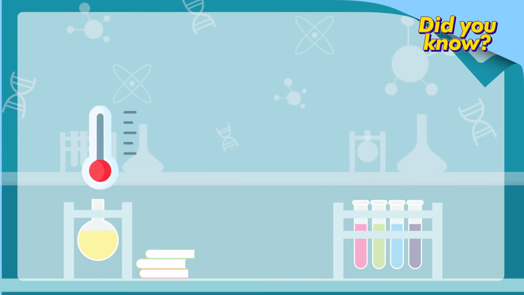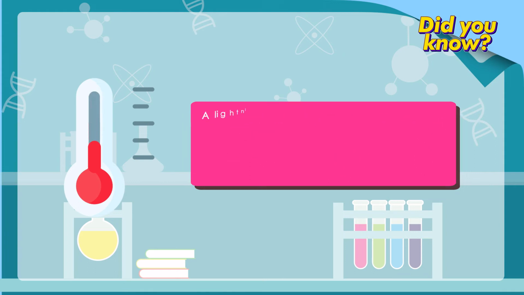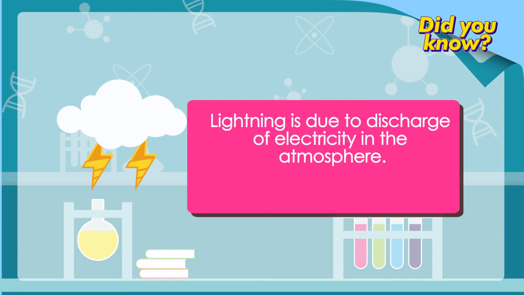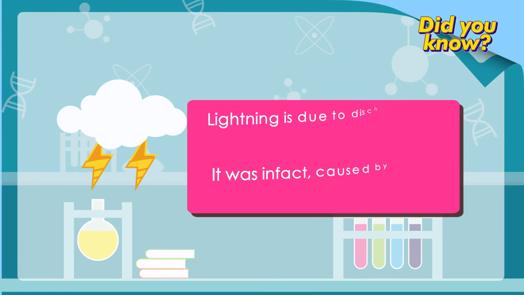A lightning bolt can get really hot and reach temperatures of 30,000 degrees Celsius or 54,000 Fahrenheit. Lightning is caused by the discharge of electricity in the atmosphere. Lightning is, in fact, caused by one huge electric current.